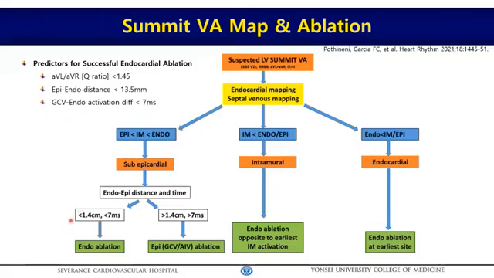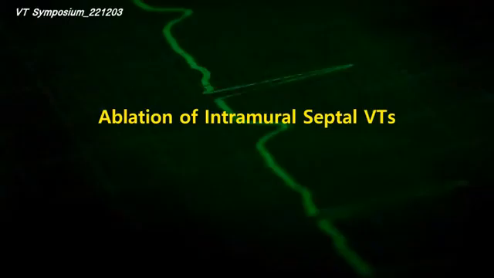If wall thickness differs within 14 millimeter between epi and endo, and the activation time differs within 7 milliseconds, you can try endocardial ablation first. Otherwise, you have to consider epicardial or coronary vein ablations.